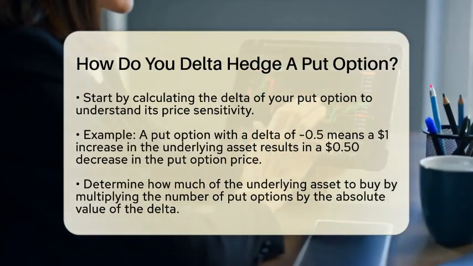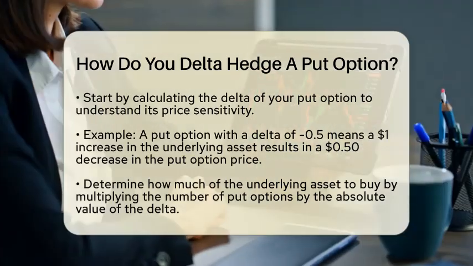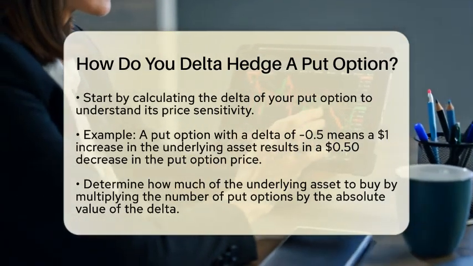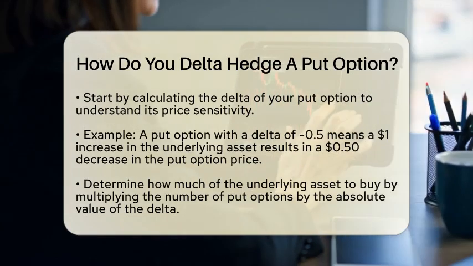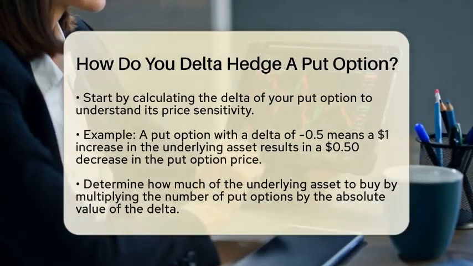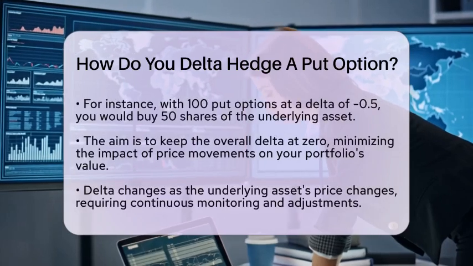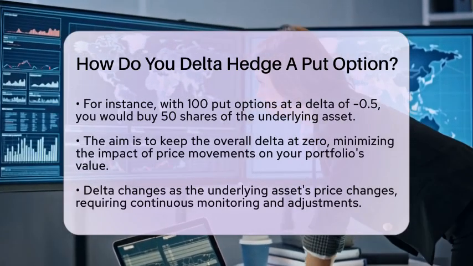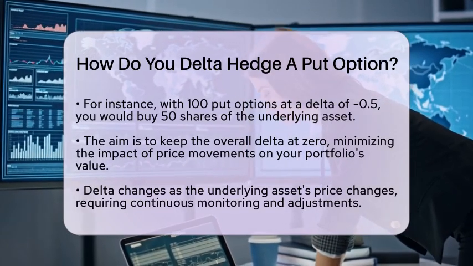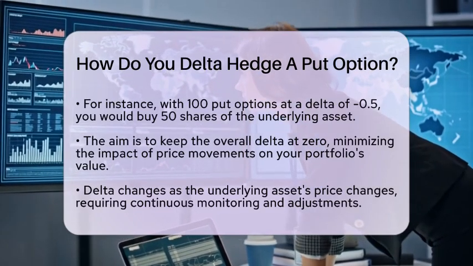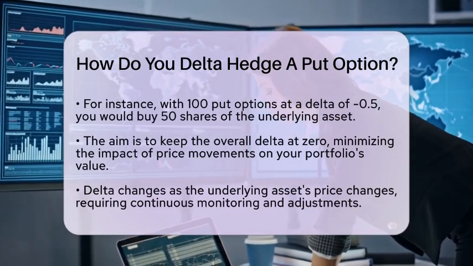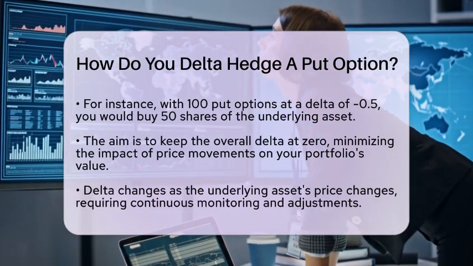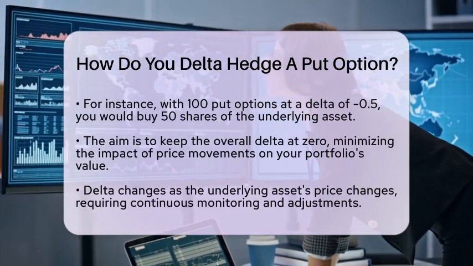Next, determine how much of the underlying asset you need to buy to hedge your position. Multiply the number of put options you hold by the absolute value of the delta. If you have 100 put options with a delta of negative 0.5, you would need to buy 50 shares of the underlying asset. This is because 100 options multiplied by 0.5 equals 50 shares.